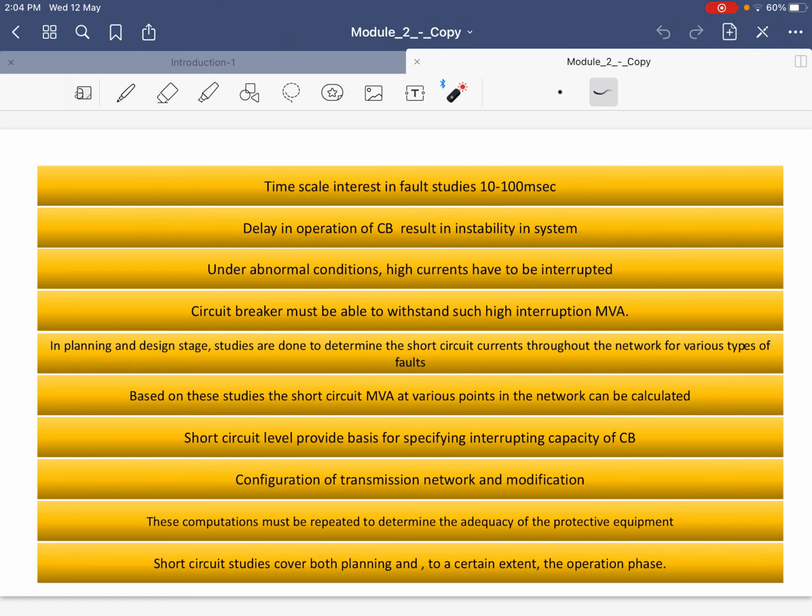In the planning and design stage, studies are done to determine the short circuit current through the network for various types of faults. These fault studies are required because you have to plan. For example, there is a requirement of electrical demand. Then what is the necessary generation? What should be the transmission system? Everything you are erecting.